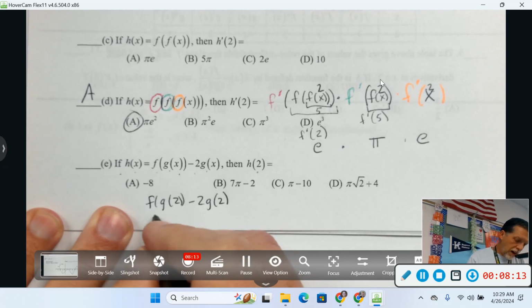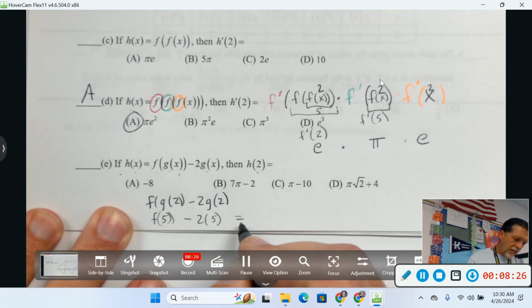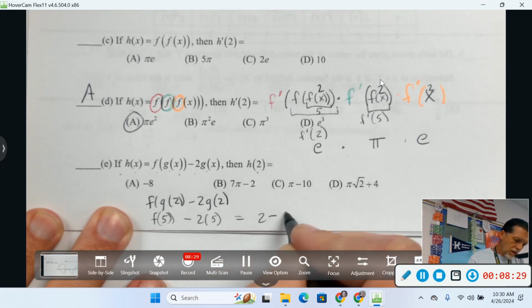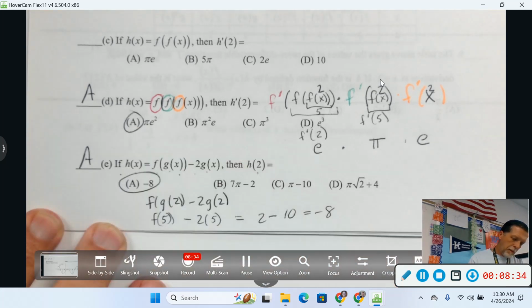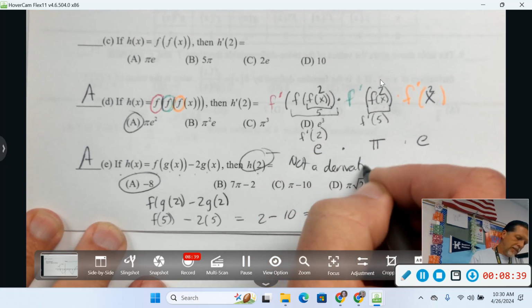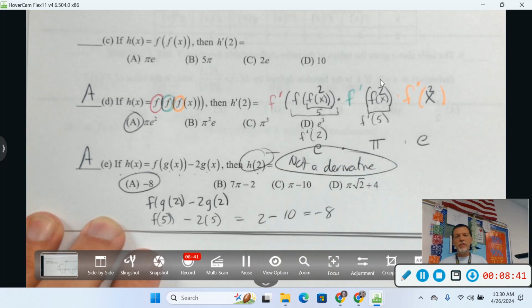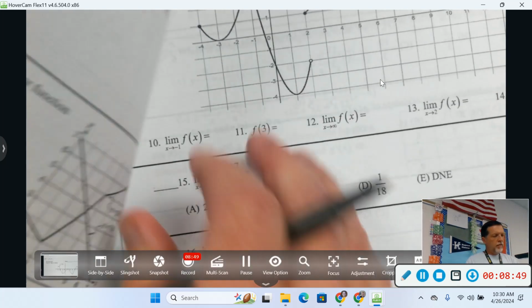G of 2 is 5. And then f of 5 is 2. And 2 minus 10 is negative 8. So that one might have been trickier because it was easier. That's not even a calculus problem. That's an algebra 1 problem. 5, 6, 7, 8.